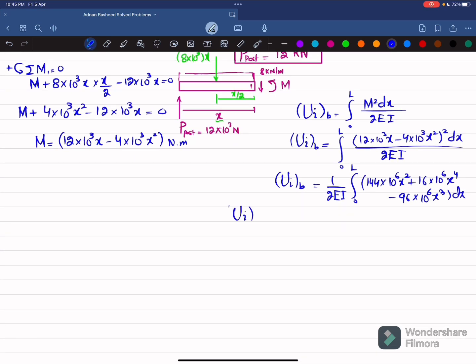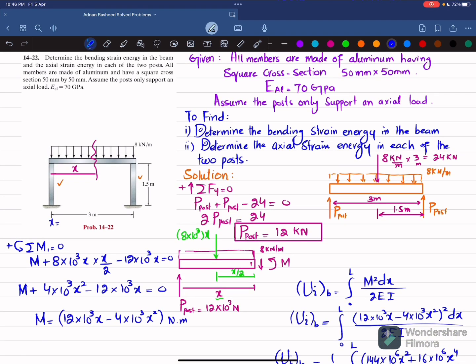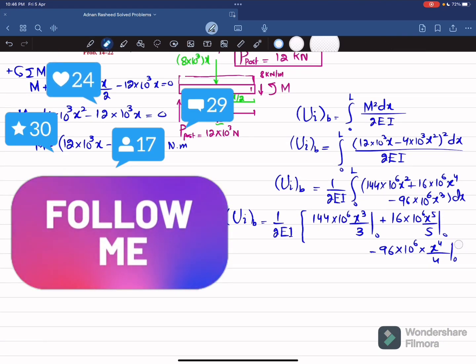Again, this bending strain energy will be equal to 1 over 2EI, and what we will take is the integral. So 144 into 10 to the power 6 x cube over 3, with limit from 0 to L, plus 16 into 10 to the power 6 x5 divided by 5, with limit from 0 to L, minus 96 into 10 to the power 6 into x power 4 divided by 4, with limit from 0 to L. You can see x starts from 0 to x equal to L, which is 3 meter. Total length is 3, so I will remove this L and write 3.